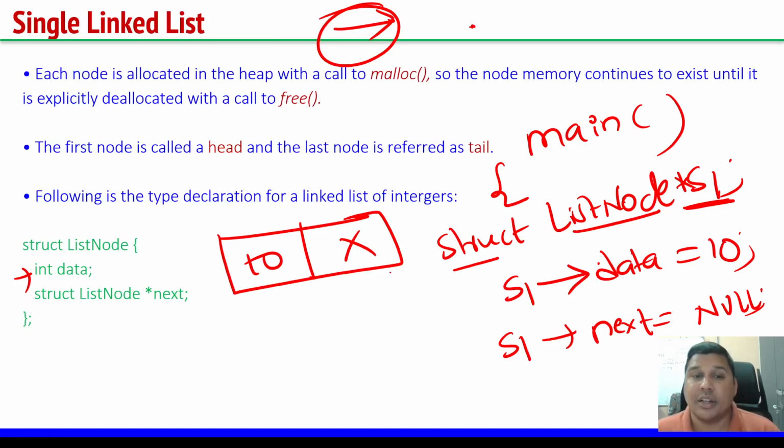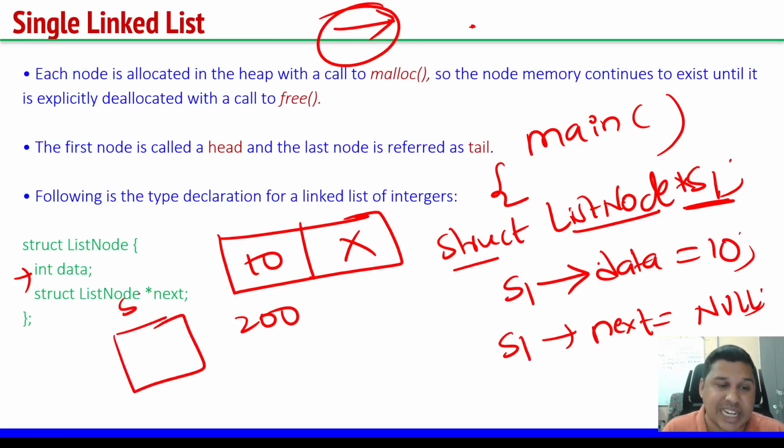Now, since it is occupying some memory in your RAM, it will have some address. Let that address be some 200. Where is this 200 stored? 200 is stored in a box like this. Its name is S1, it is 200 and it is pointing to this.